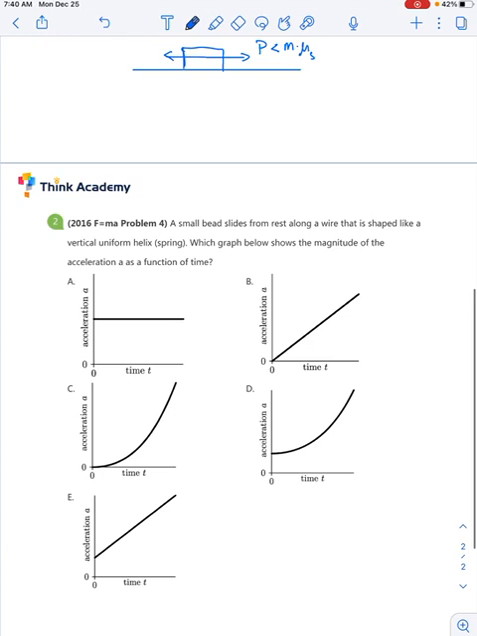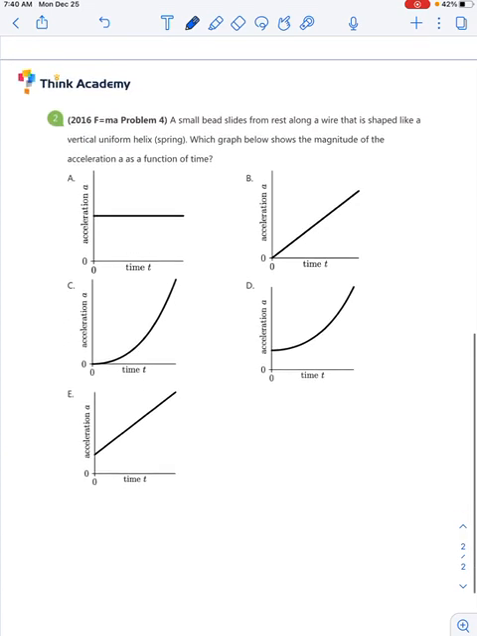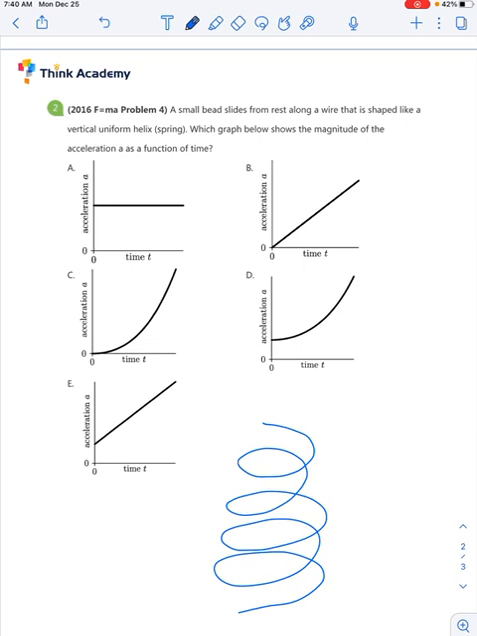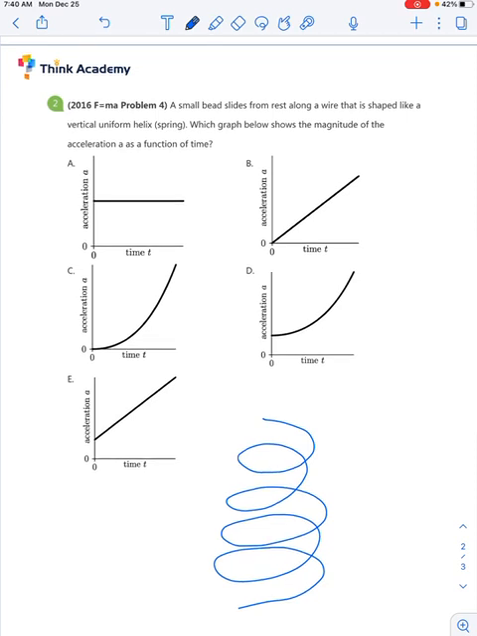Okay, so let's take a look at the second one here. The second one is actually harder because you need to also know circular motion. But if you think about it from your experience, this one is not very hard. So if you have a small bead sliding from rest along a wire that is shaped like a vertical uniform helix, so we can kind of see the graph will be going like this. Okay, and then which graph below shows the magnitude of the acceleration as a function of time?